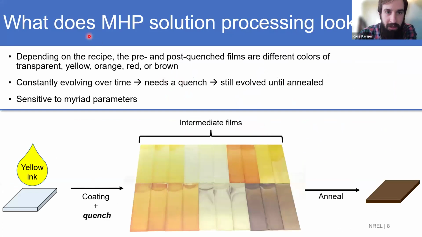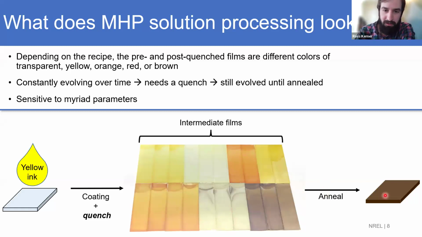So what does metal halide perovskite solution processing look like? Depending on your recipe, and I'm sure most of you have seen this, but I just want to go over it in case anyone hasn't. Depending on the recipe and the pre and post quenching of your films, you'll see different colors. Right, so we start with a yellow ink. They're almost always yellow, but then when you do your coating, you'll get various yellows, almost transparent. Some of them are almost red. I have seen deep red ones too. Some of them are mixed brown, yellow, or brown.